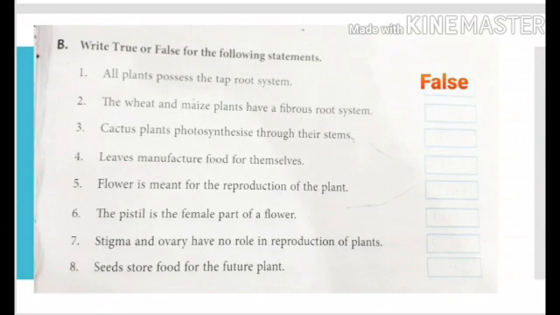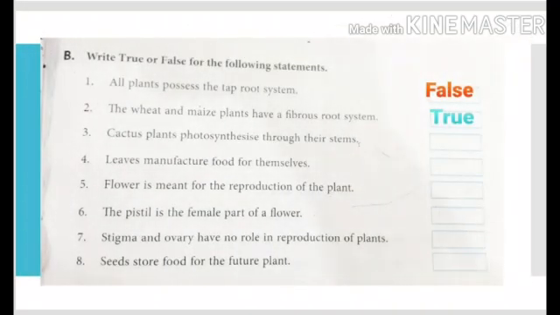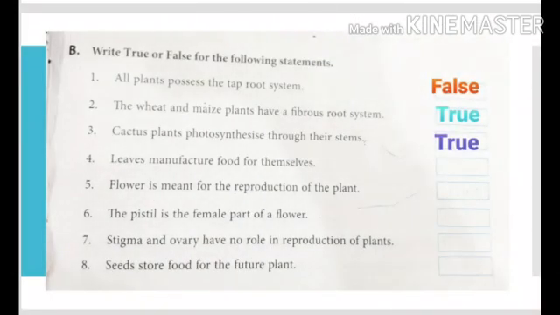True false. First one, all plants possess taproot system. The statement is false because some have fibrous, some have taproot. Now the next one, the wheat and maize plants have a fibrous root system. Very correct. The statement is true.